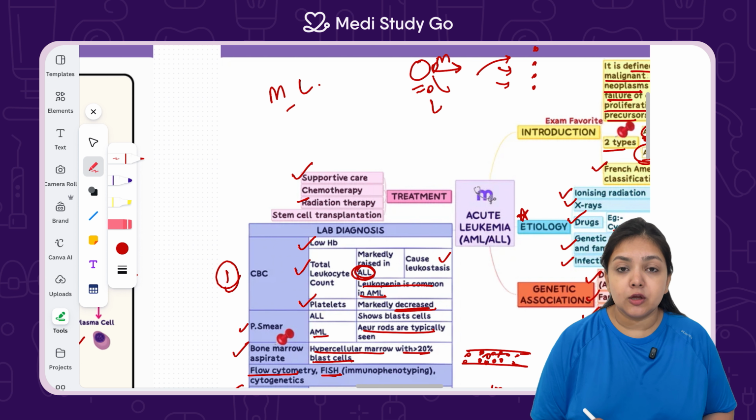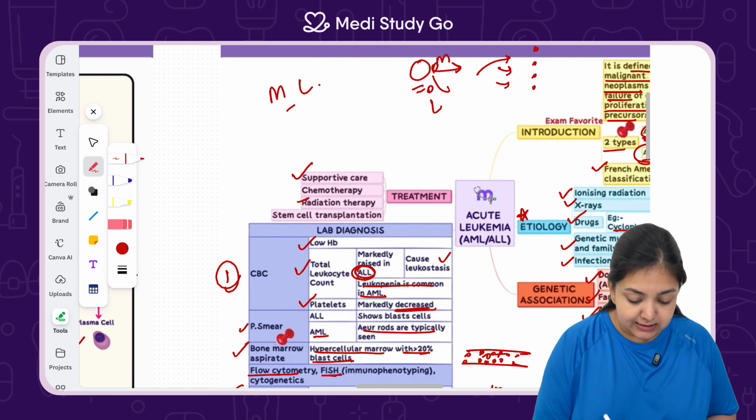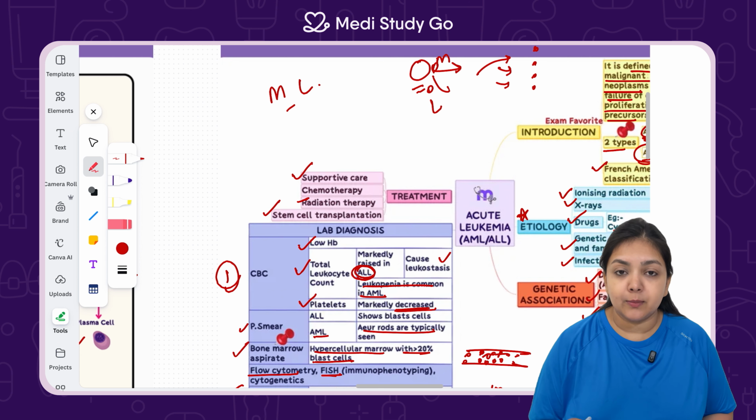Then radiation therapy can also be given in certain cases depending on the severity of the case. And lastly, stem cell transplantation is the ultimate treatment wherein the stem cells of the patient are changed, they are transplanted from a family member who is compatible to do so. And that is going to lead to a conversion of accurate amount of cells as per the requirement of the body.